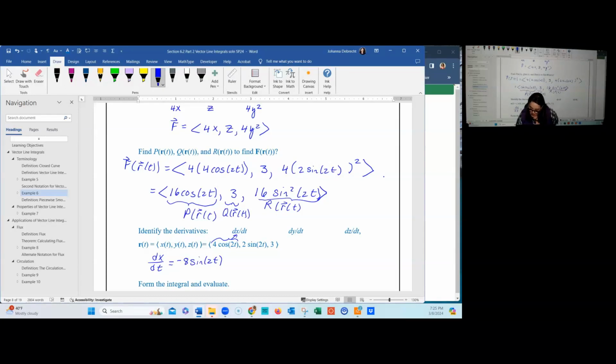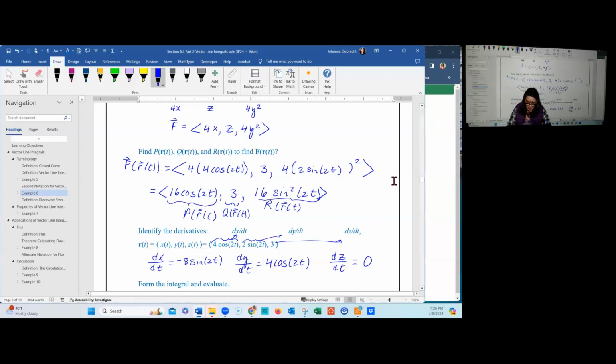To find dy dt, we're going to take the derivative of 2 sine of 2t, which will give us that dy dt is equal to 4 cosine of 2t. And finally, to find dz dt, we take the derivative of the 3, which of course is going to give us a derivative of 0.